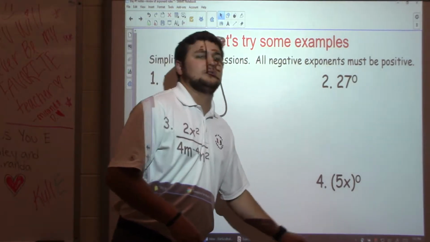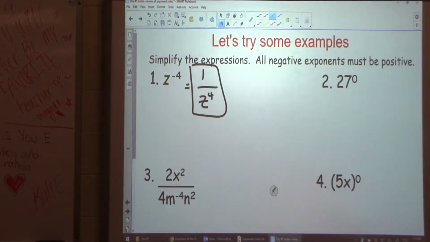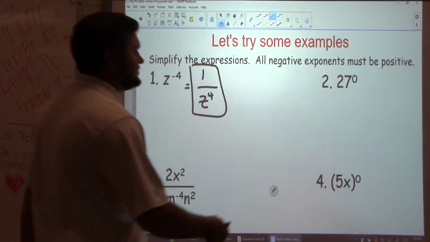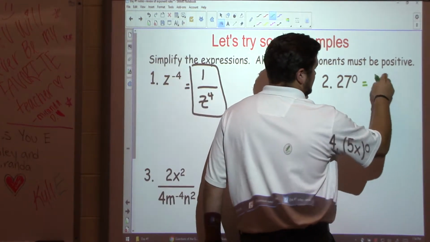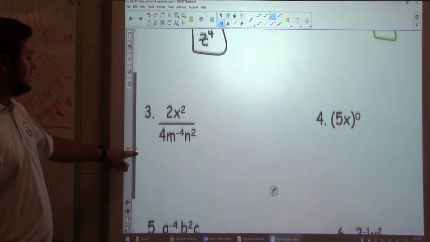Number 2. 1. 1. Right? 27 to the 0 power is 1. Anything to the 0 power is 1.